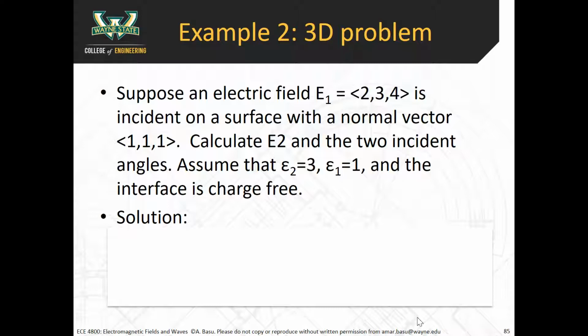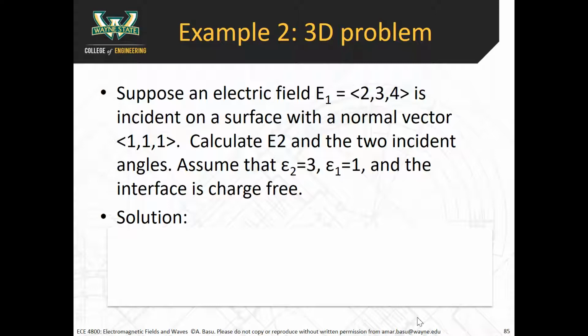So let's consider that we have some kind of arbitrary surface like this in three-dimensional space, and that surface is defined by the surface normal vector 1, 1, 1. So this vector here is 1, 1, 1. Now we have an electric field 2, 3, 4 that's incident on the surface. So let's say something that looks like this.